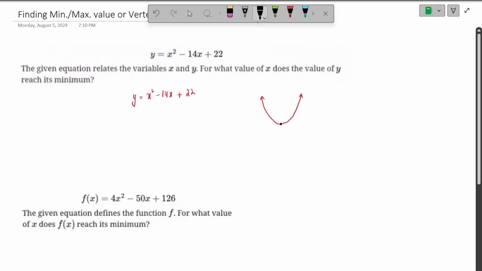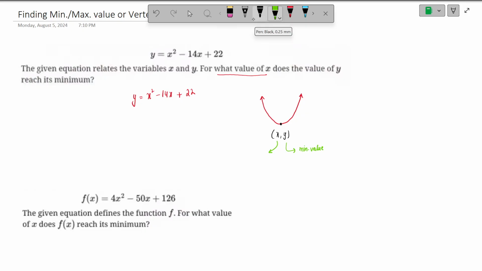See, this is the vertex. Let's say its coordinates are x comma y, right? So its minimum value is given by the y coordinate, but in the question it is asking that for what value of x does the value of y reach its minimum. So here they are asking for the x coordinate. This x coordinate is that value at which the y will become minimum.